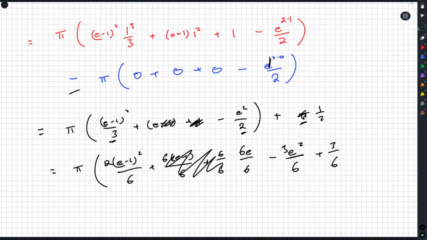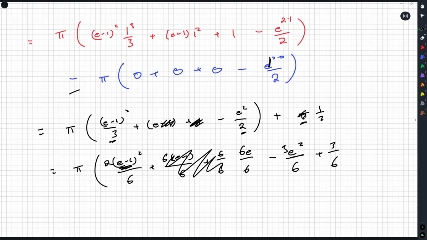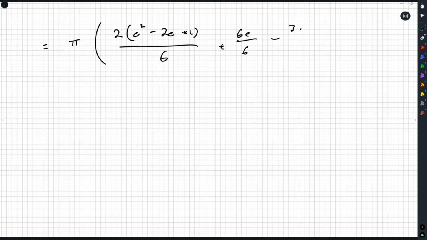Okay. The next thing I would do, maybe expand out the (e − 1)² if I want a very nice tight answer. So we've got our pi, we've got 2, we'll say e squared minus 2e plus 1, all over 6, and then it was plus 6e over 6. To go back again, minus 3e squared over 6, and plus 3 over 6. So expanding this out, that's 2e squared minus 4e plus 2. And we can start collecting like terms. Could put everything over 6, really.